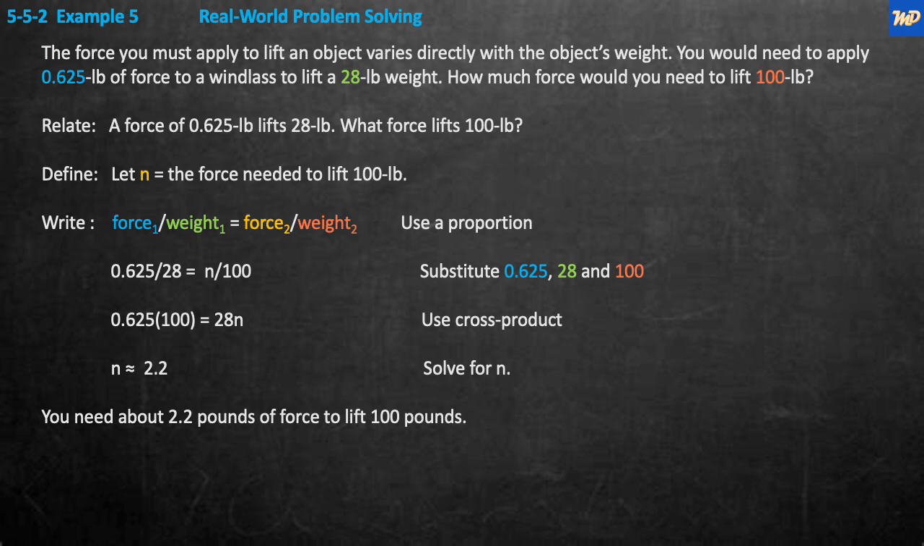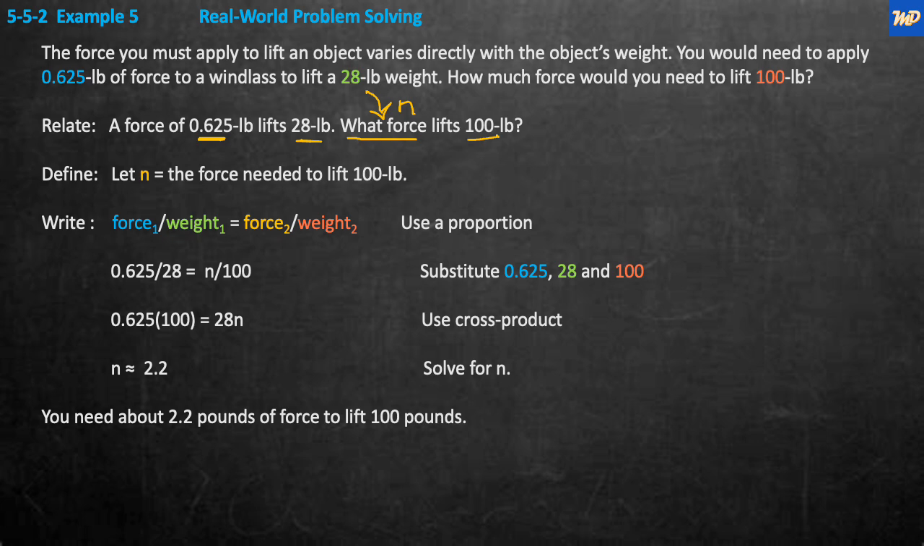So we're going to write this question in the form of a statement that can help us put this into an equation. It says, a force of 0.625 pounds can lift 28 pounds. What force lifts 100 pounds? Well, we're going to let N equal the force needed to lift 100 pounds, because that's the one thing we don't know. What force? That's our N value. So let's write the proportion we're talking about.